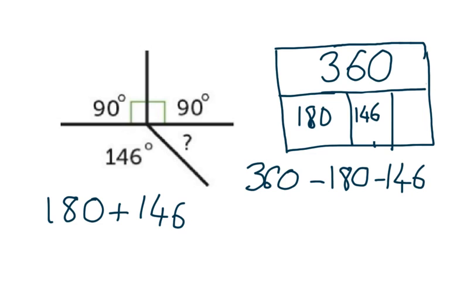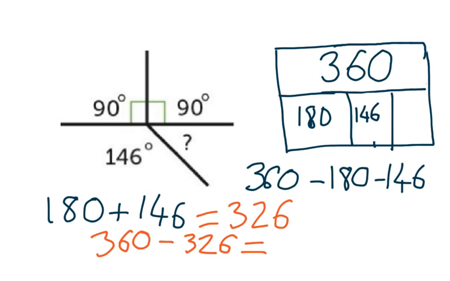So just take a minute, pause the video and work that out for yourselves. Okay, I chose to use this method, so I've combined 180 and 146 to give me 326, and then I took that away from 360. I did that by forgetting about the 300. I did 60 take away 20, which gave me 40. Then I took away the 6, which gave me 34. And the 300s cancel each other out, so I am left with 34.